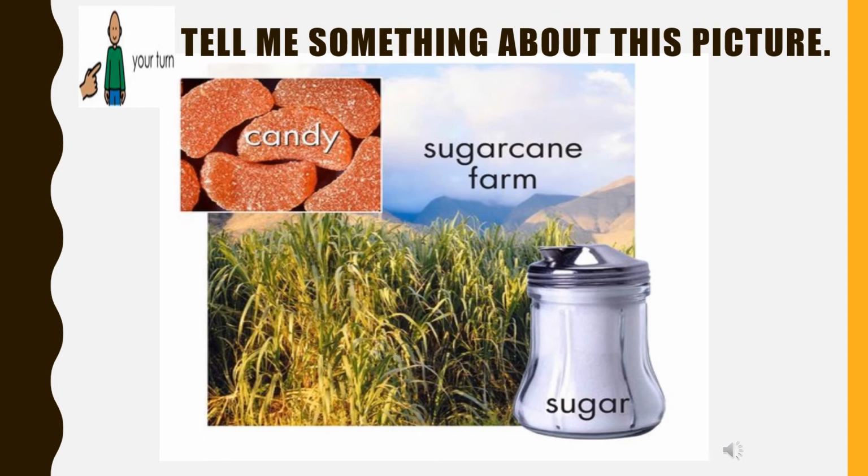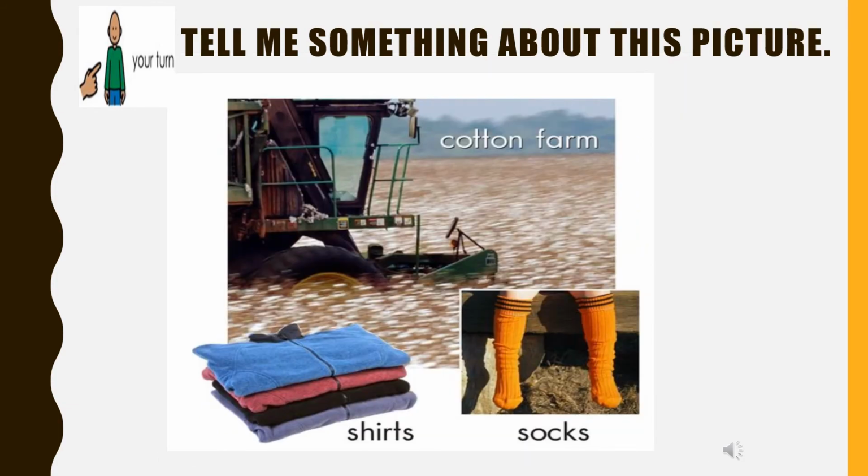My turn. Since this is a sugarcane farm, I guess that's where sugar comes from. And sugar is used in candy. Yummy. Those orange slices are one of my favorite candies. Your turn. Tell me something about this cotton farm.